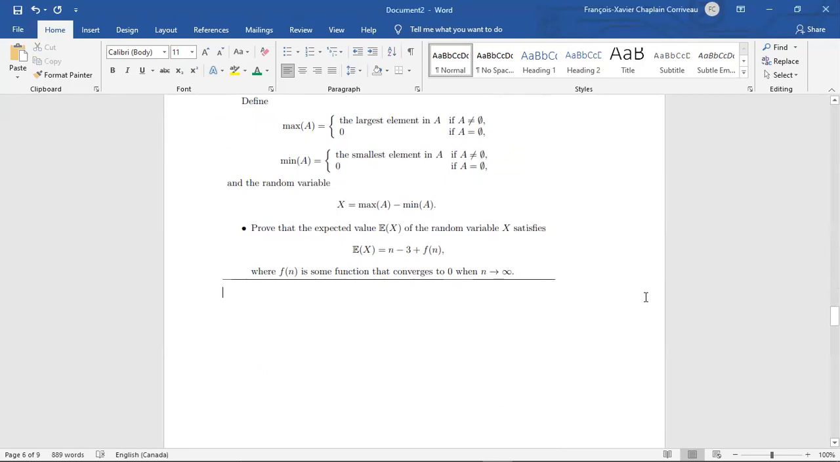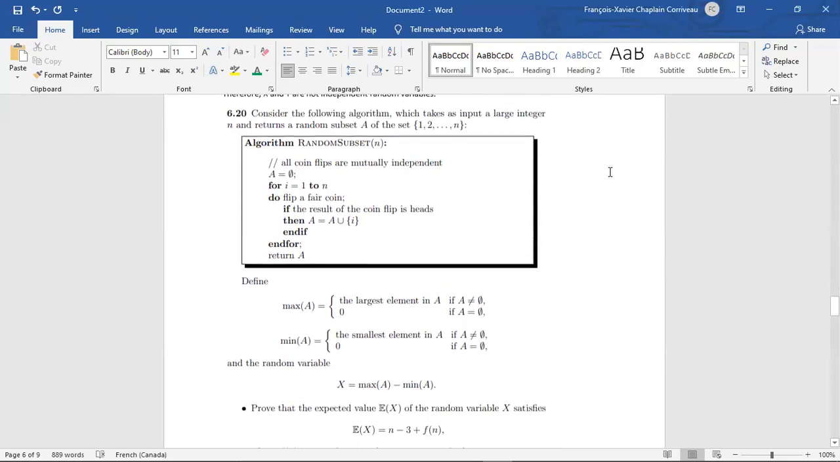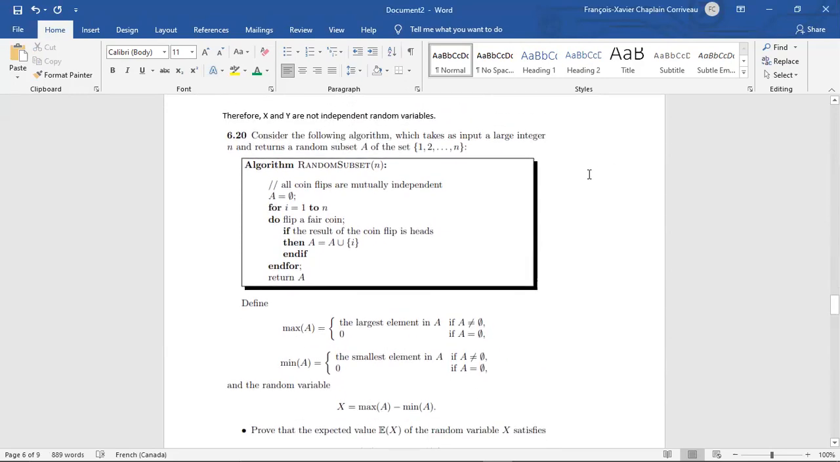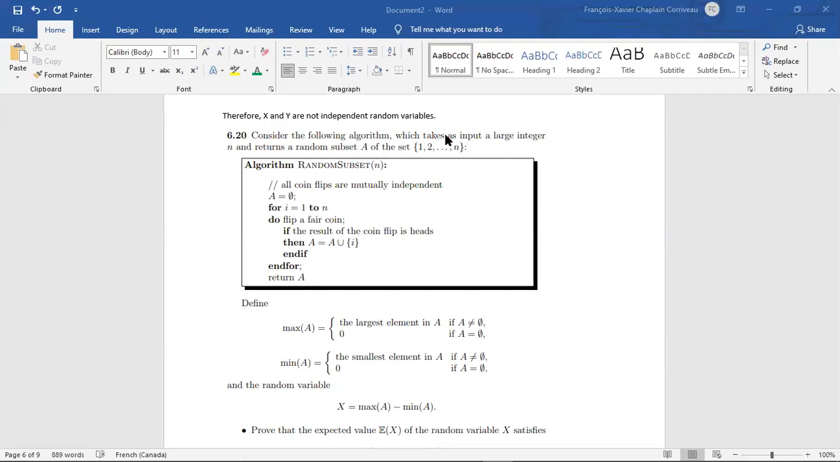Next question, which looks scary. Is it scary? I haven't really read anything yet. Consider the following algorithm, which takes as an input a large integer n and returns a random subset of the set 1 to n. Okay, so what do we do? We flip a coin, and essentially it looks a lot like the first step in a skip list, right? If you guys remember skip lists, that's exactly what's happening, correct?